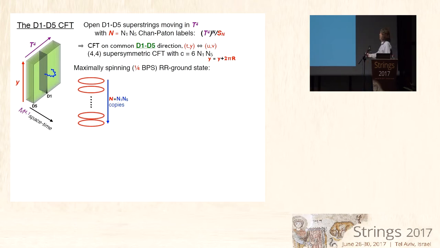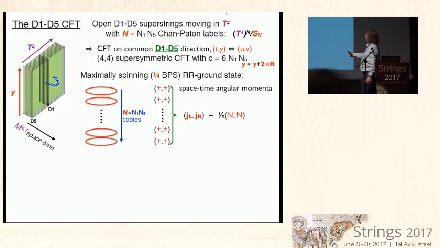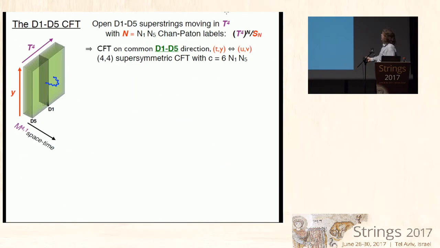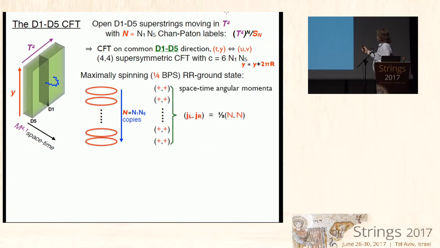Essentially, the easiest and simplest one is you treat every one of these little loops separately, and you can give them all maximum spin with their fermion zero modes. In particular, if you put all the spins in the same orientation, you get what's sometimes called the maximally rotating ground state, which has J left and J right equal to half N, where N is basically the product of N1 and N5.